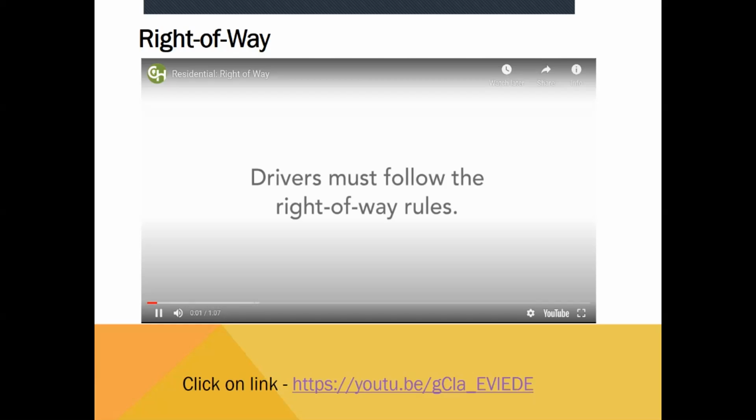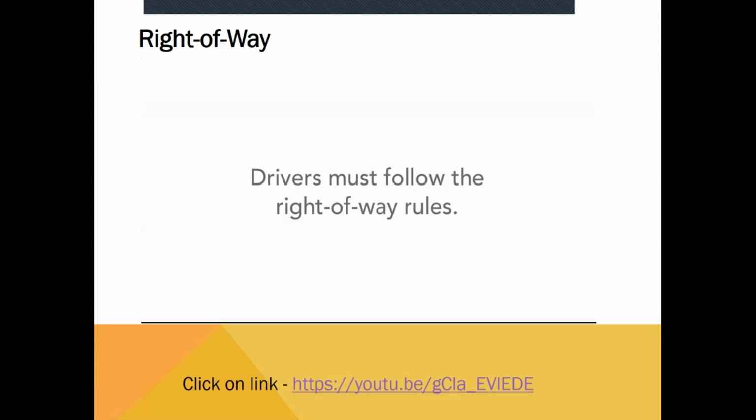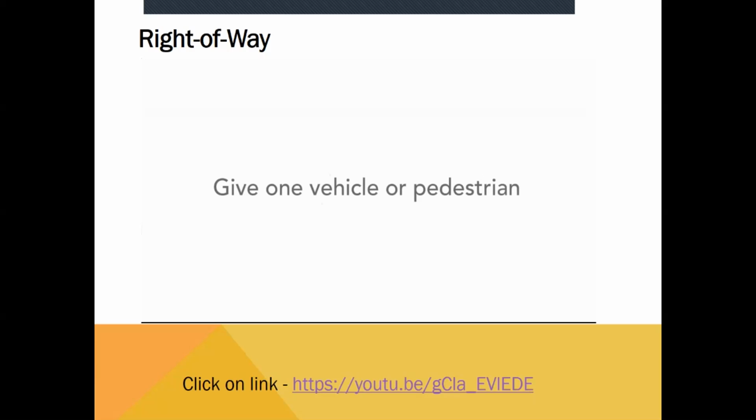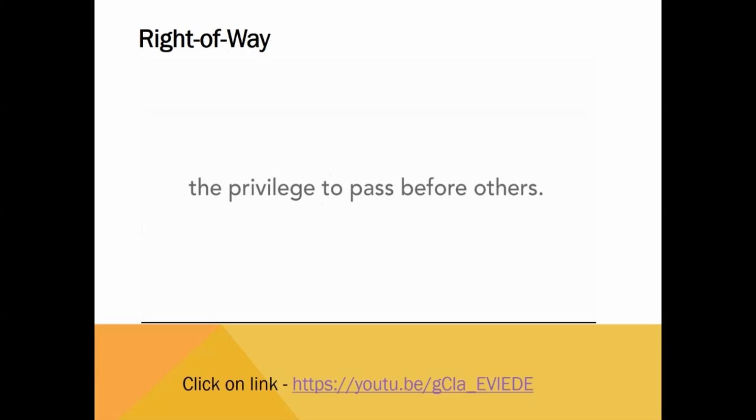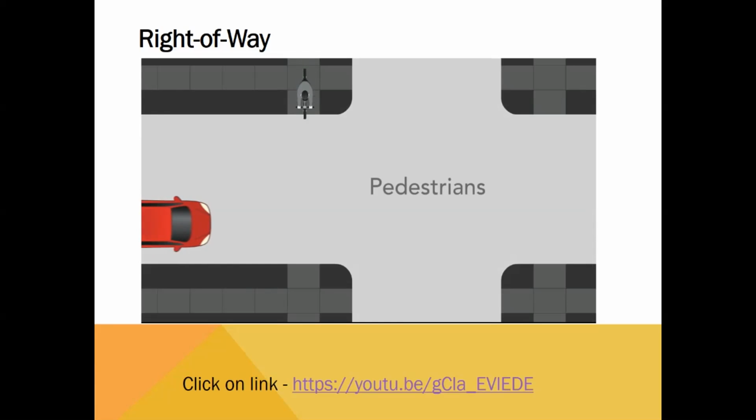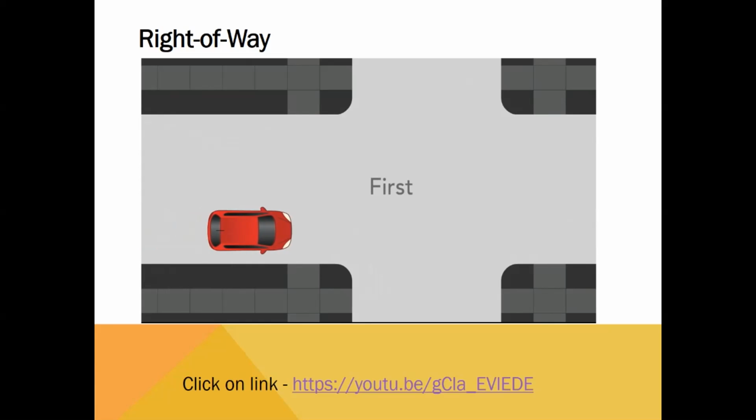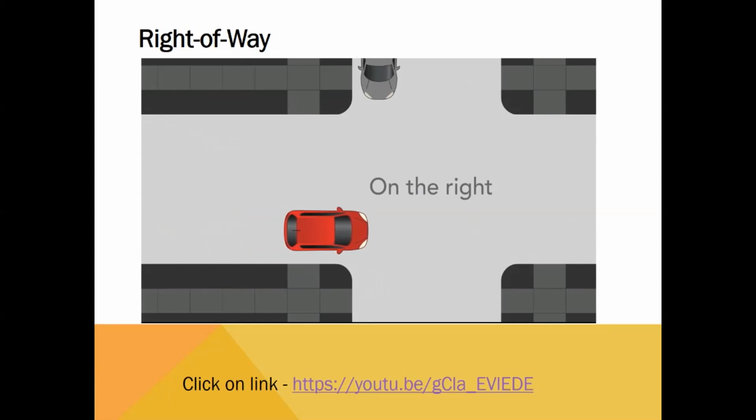Since there are no traffic lights or stop signs, drivers must follow the right-of-way rules of the road. These rules give one vehicle or pedestrian the privilege to pass through traffic before other road users. We'll go over some of the general right-of-way rules here. However, consult your state's driving manual to see what applies to your state. Pedestrians have the right-of-way at intersections. In general, the vehicle that arrives first at an uncontrolled intersection has the right-of-way. In the event of a tie, give the car on your right the right-of-way.